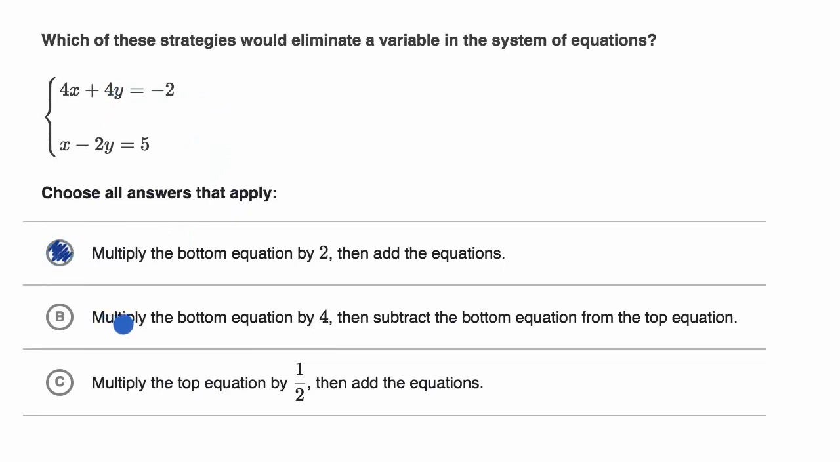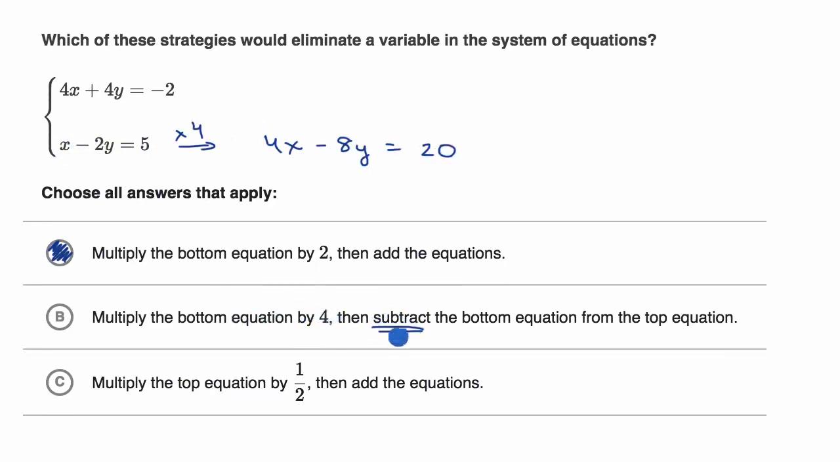What about choice B? Pause the video. Does that work? Multiply the bottom equation by 4, then subtract the bottom equation from the top equation. All right, let's multiply the bottom equation by 4. What do we get? We're going to get 4x minus 8y is equal to 20. Yep, we multiplied it by 4.